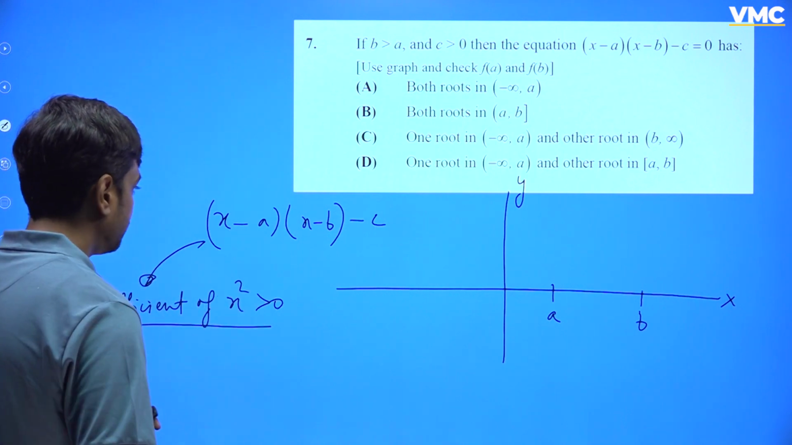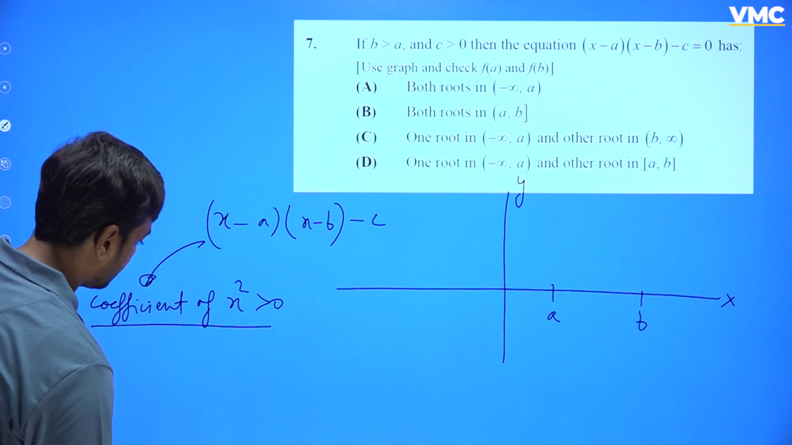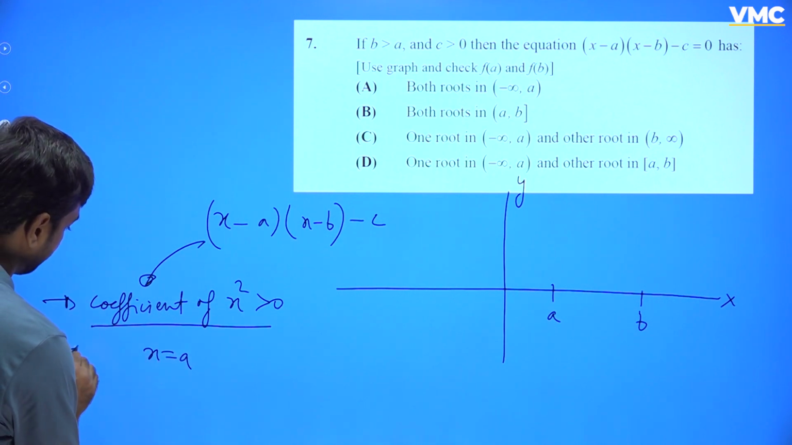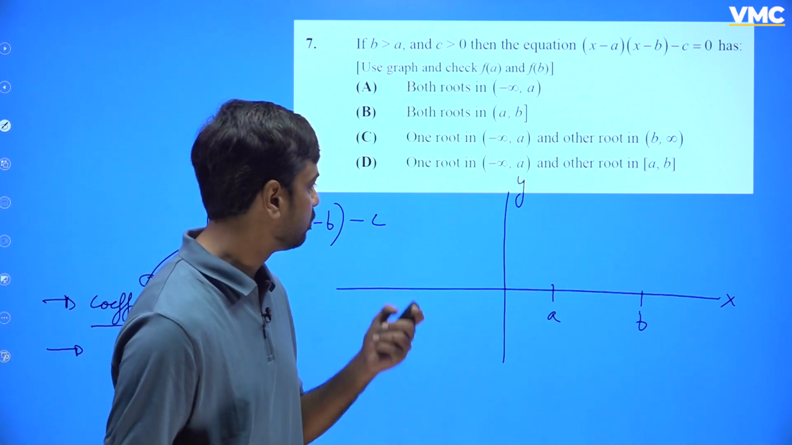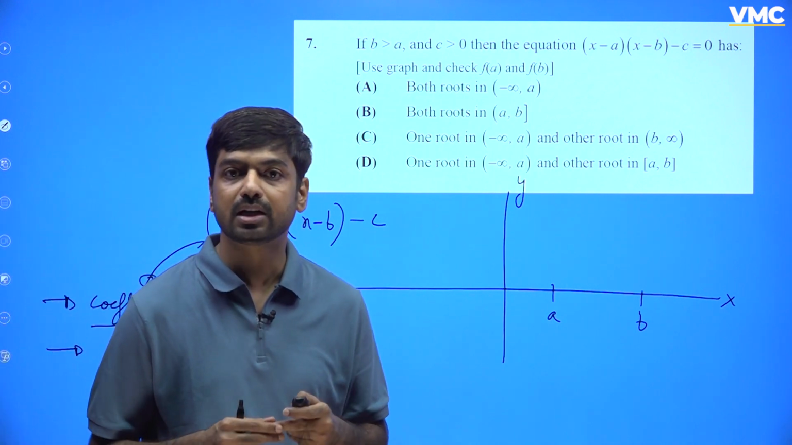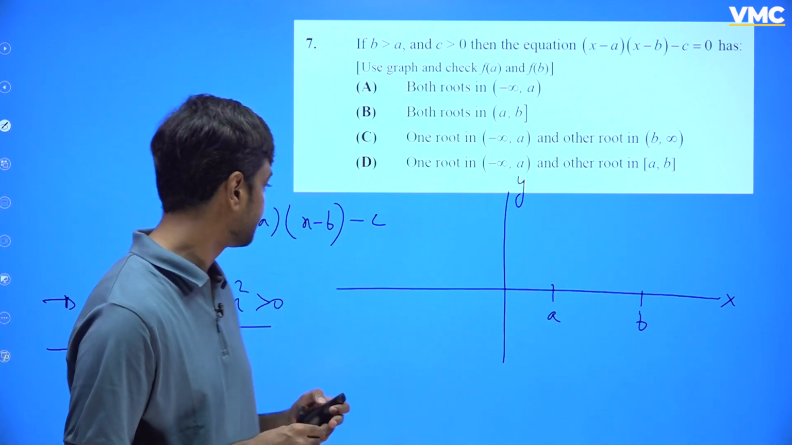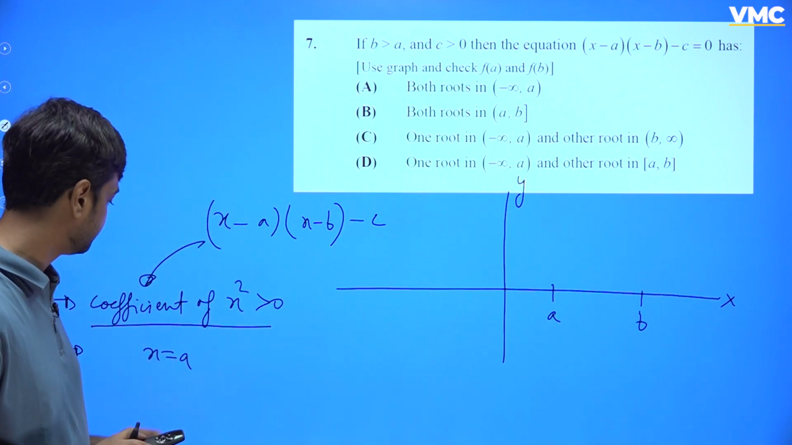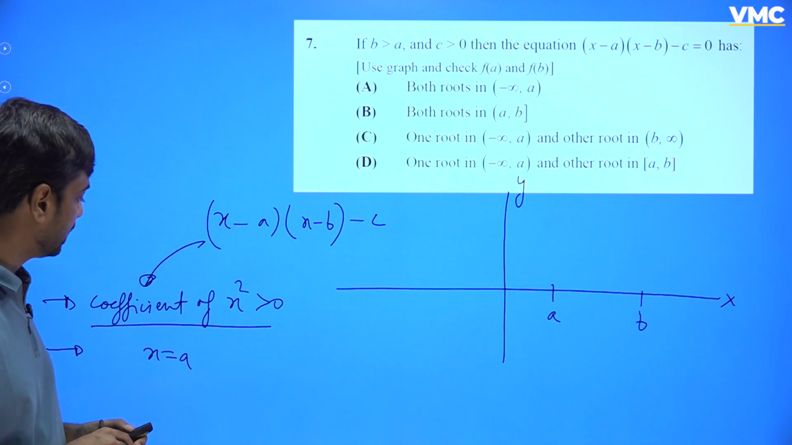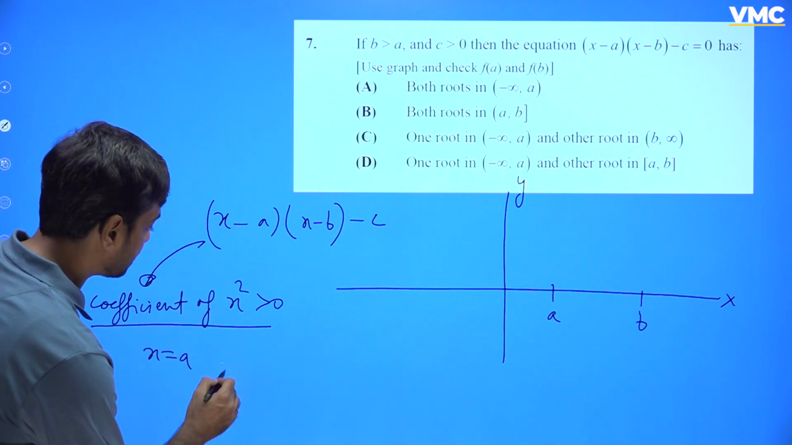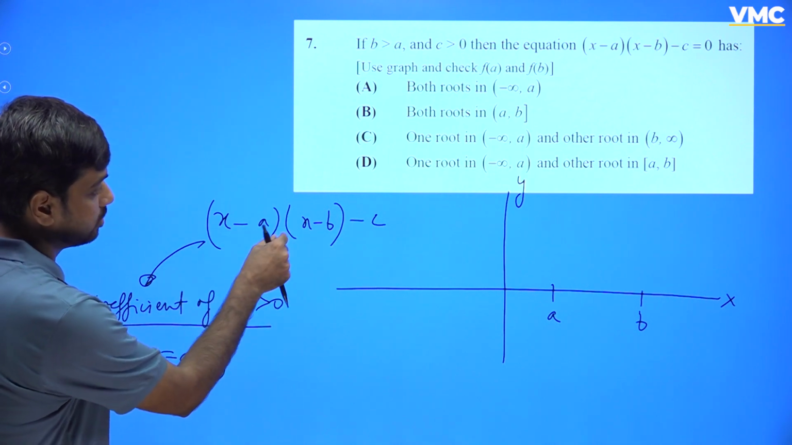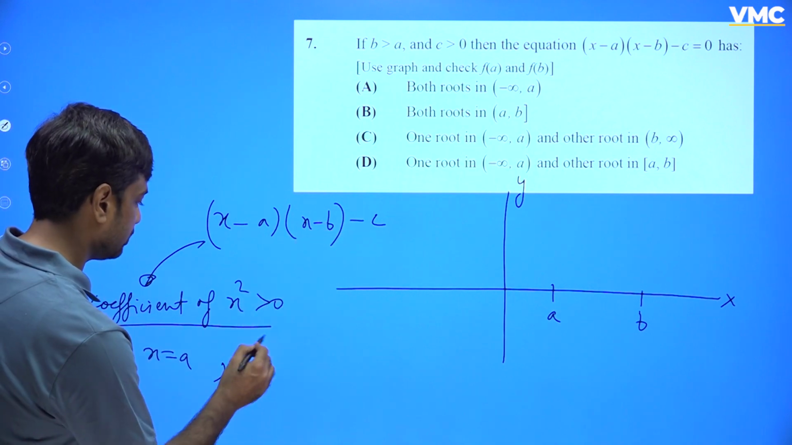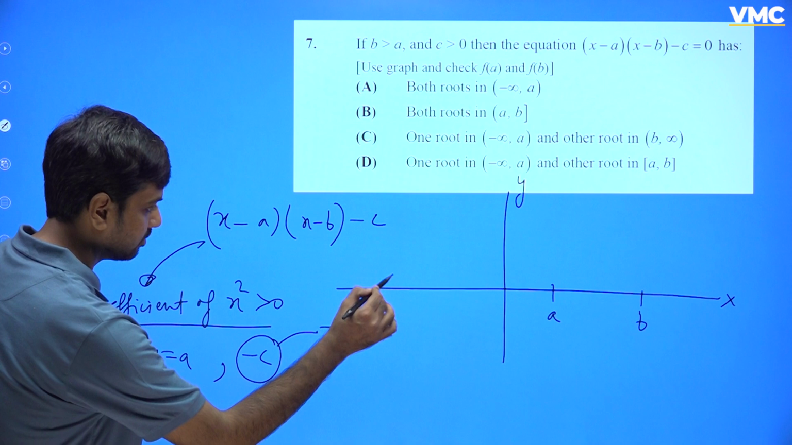Now I'm going to substitute x equal to a. I'm trying to draw the graph of this expression, and once I'm able to draw it, we can easily answer this question. When I put x equal to a, a minus a will be 0, and 0 into anything is 0. So we're left with minus c. As c is positive, this whole expression is going to be negative.